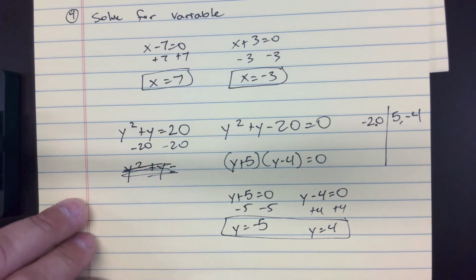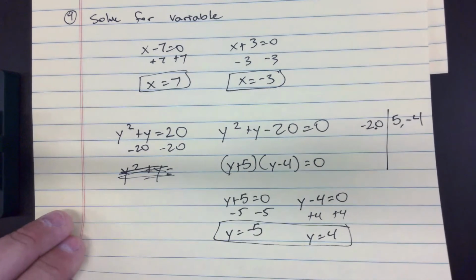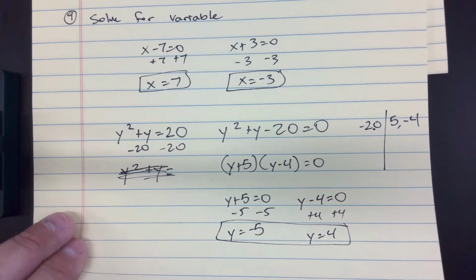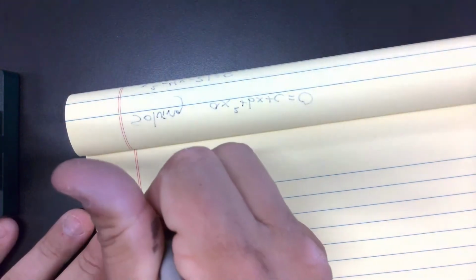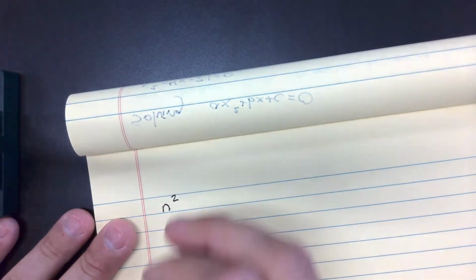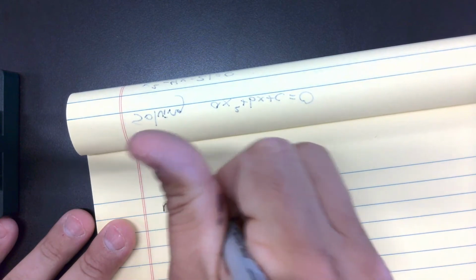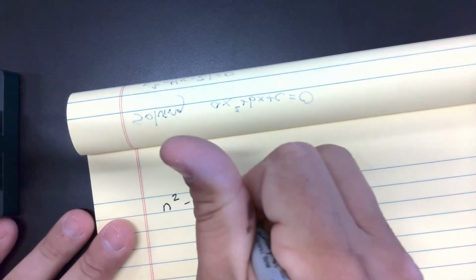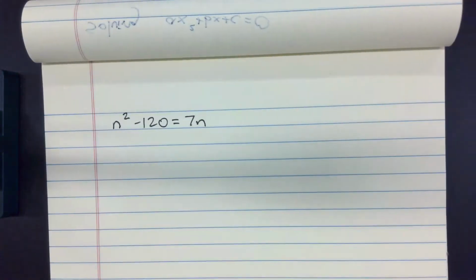Questions so far? Okay, let's keep going. I'm going to do a couple more and then we'll get you going on your homework. If we have this, n squared minus 120 equals 7n.